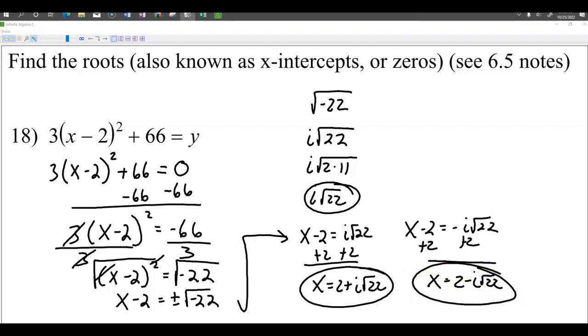Now just so you guys know, these are the roots. This is where it touches the x-axis. And since this is an imaginary number, that means that it doesn't touch the x-axis. The parabola does not intersect the x-axis. So it would probably look something like this, for instance, where it's above the x-axis and it keeps going up.